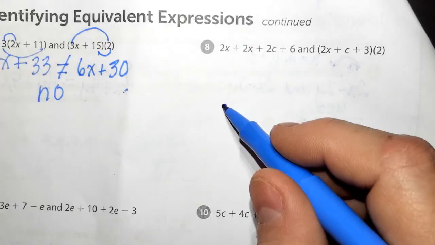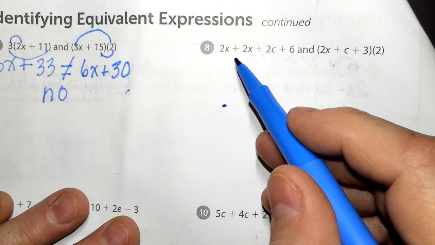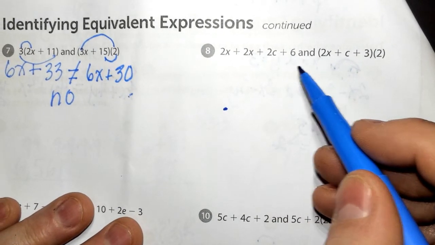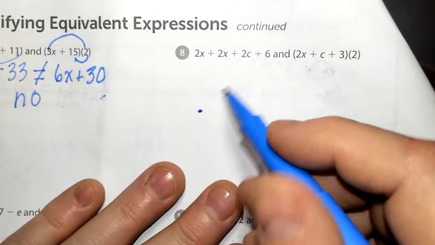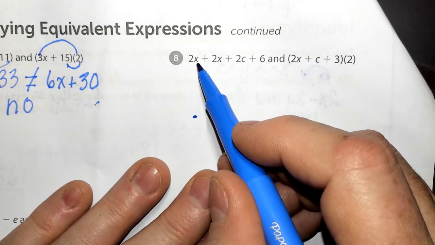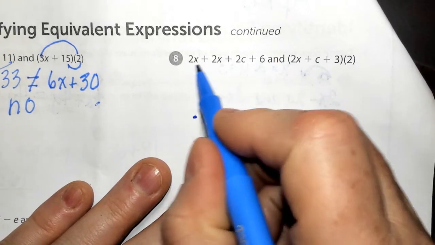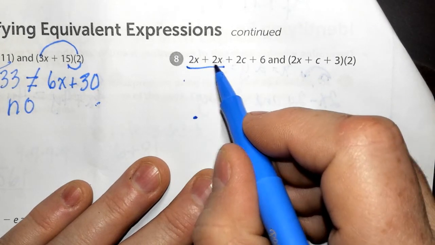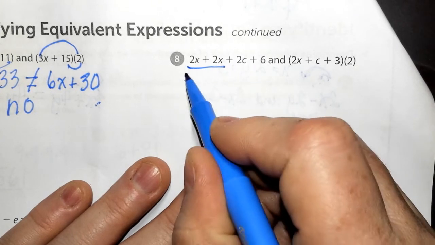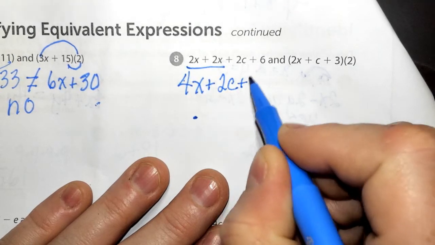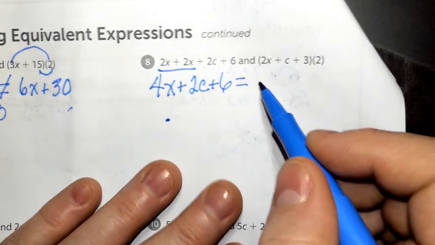The next problem, we have 2x plus 2x plus 2c plus 6, and we want to see if that's the same as this. So first of all, I want to simplify this. You see where I have the 2x plus 2x? That can be simplified to 4x. 2 plus 2 is 4, and then x plus x. So 4x plus 2c plus 6. And I want to see if that's equal to this.